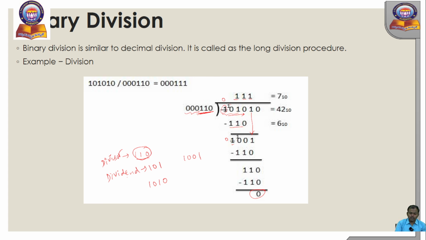This is how you can perform binary division. So all these are the 4 different arithmetic operations on binary numbers.